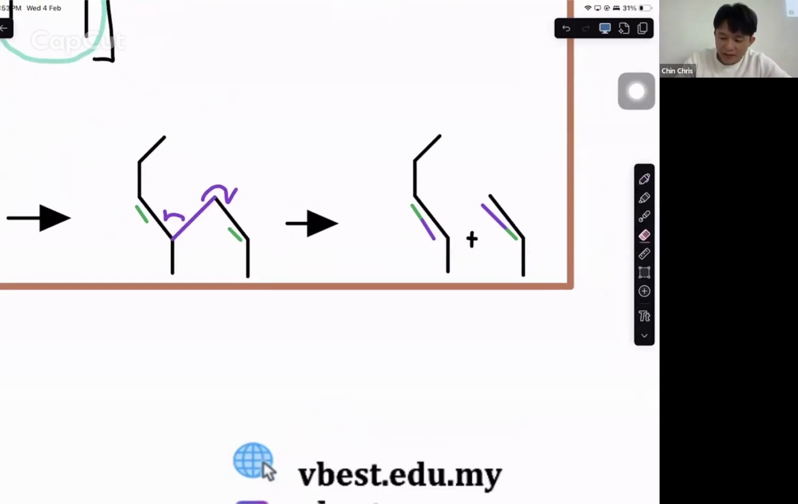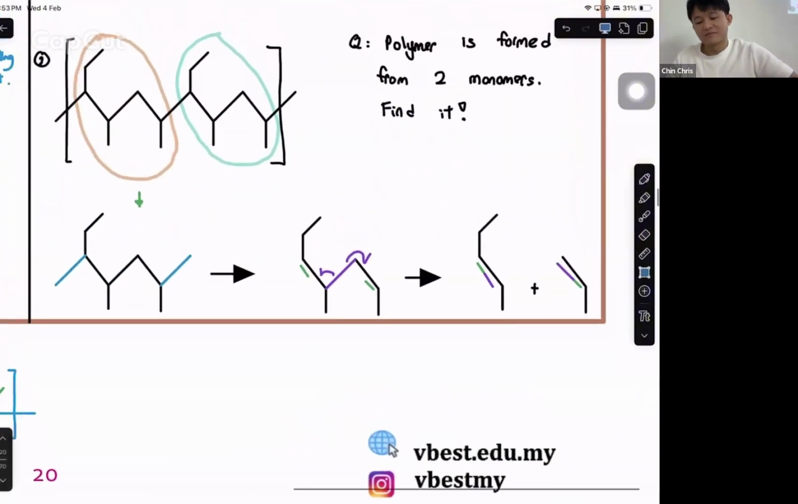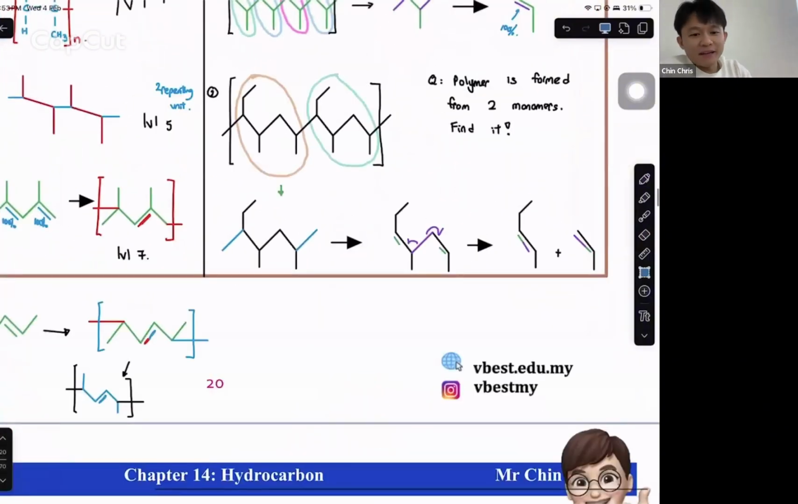Very fun, right? If you can do it, it's very fun. But if you cannot get it, then GG already. Fun or not? Like playing a game, right?